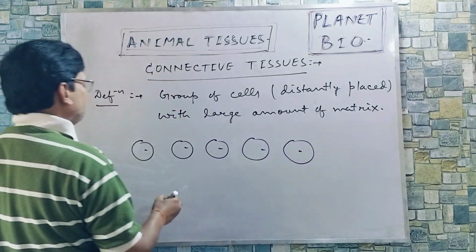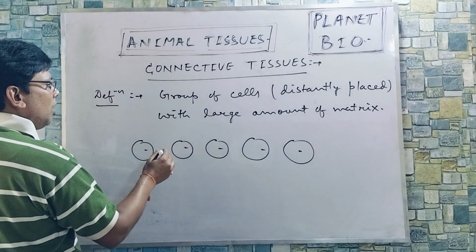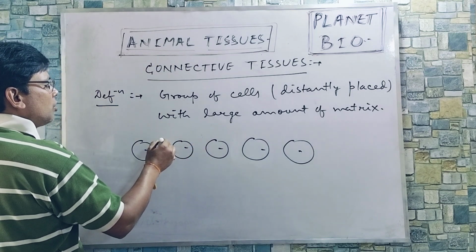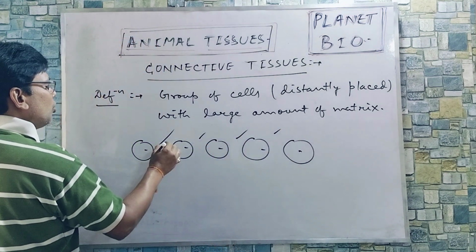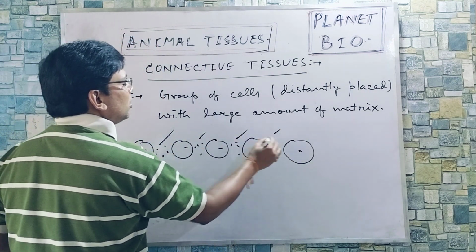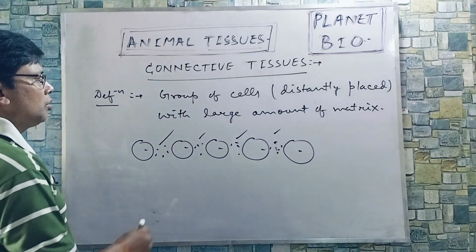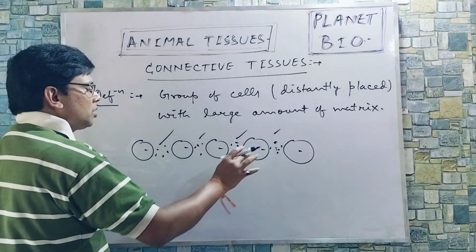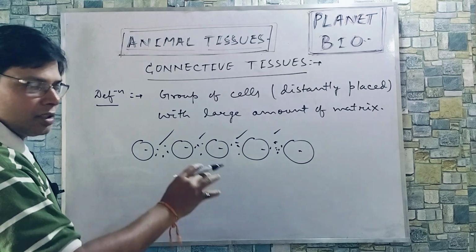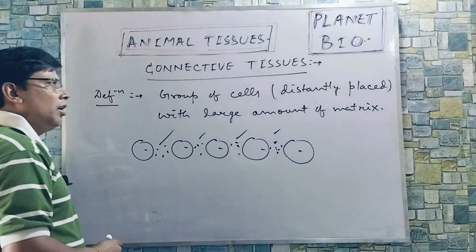Look at this. And you can see the large gap, intercellular space, here and a large amount of matrix also in these spaces. So cells are distantly placed, a huge gap is there, meaning intercellular space, and a large amount of matrix or intercellular substances are present.